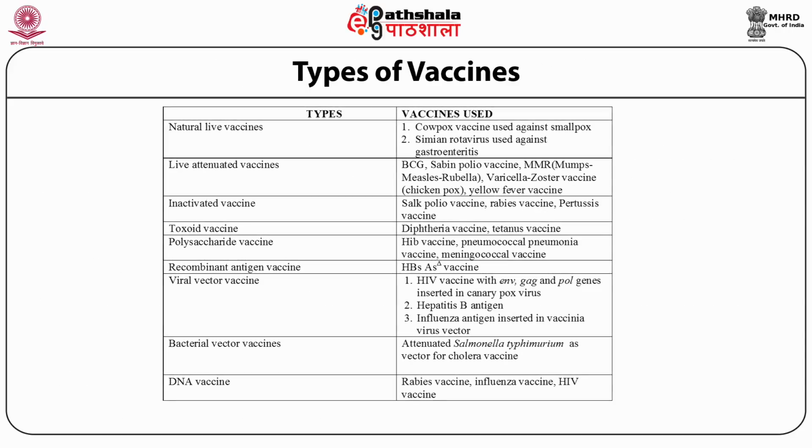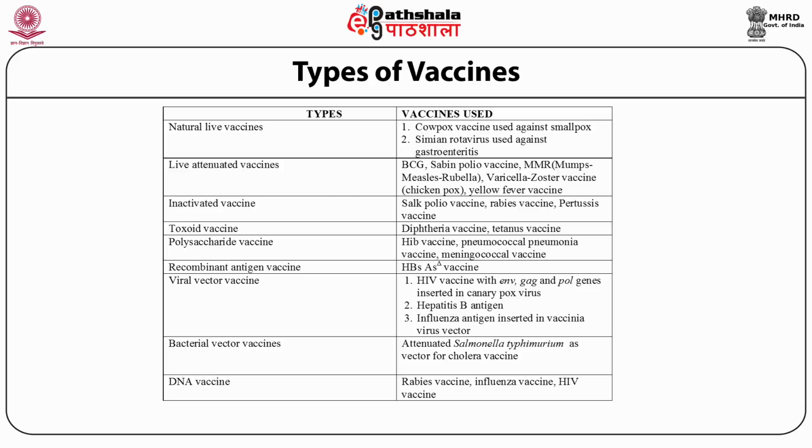Types of vaccines. There are many types of vaccines, and the vaccines that are used are: number 1, natural live vaccines. Cowpox vaccines are used against smallpox. Simian rotavirus is used against gastroenteritis. Second, live attenuated vaccines: BCG, Sabin polio vaccines, MMR, varicella zoster vaccines, yellow fever vaccines, etc.